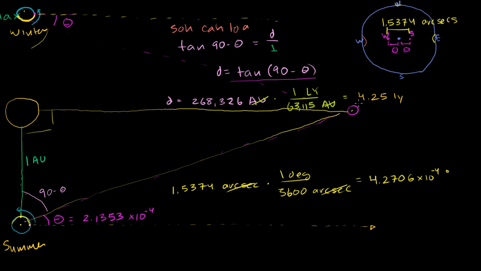Anyway, hopefully you found that cool, because you just figured out a way to use trigonometry in a really good way to measure angles in the night sky to actually figure out how far we are from the nearest stars. I think that's pretty neat.